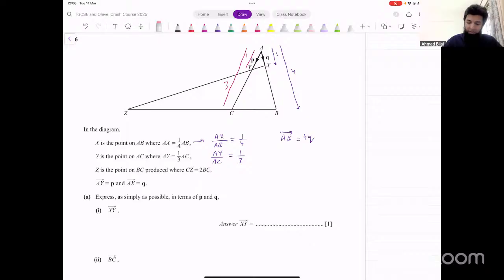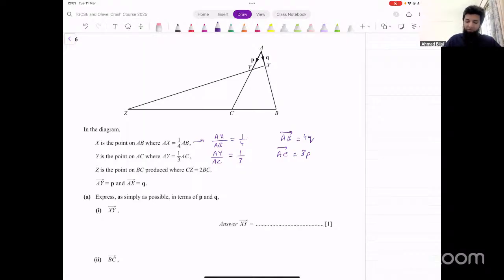Right? What does that mean? AY was P, then AC would be 3 times P. That's the vector AC. We just multiply that with 3 because if this is 1, this is supposed to be 3. All right. So we know that AY is P, then AC should be 3 times P. Okay, let's move on now.